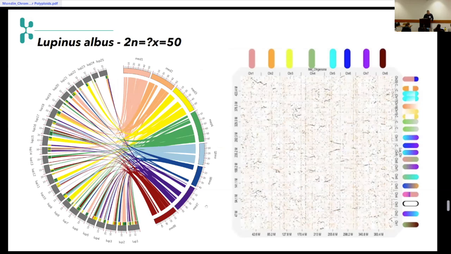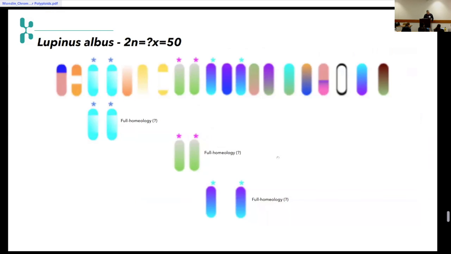The other Lupinus species has 50 chromosomes. Of course, we followed the same approach, and we could find only homologous chromosomes in double, like here, here, and here. But because of the homology with Medicago truncatula, we are not completely sure about the tetraploid origin of this species, but we keep analyzing these genomes.